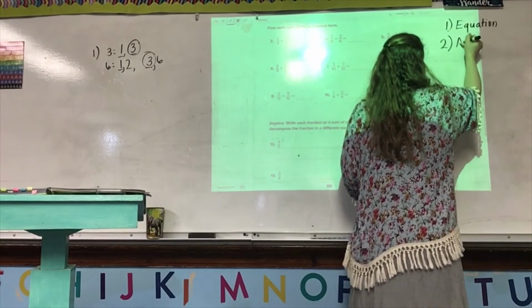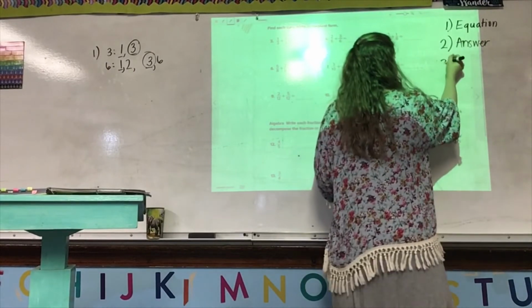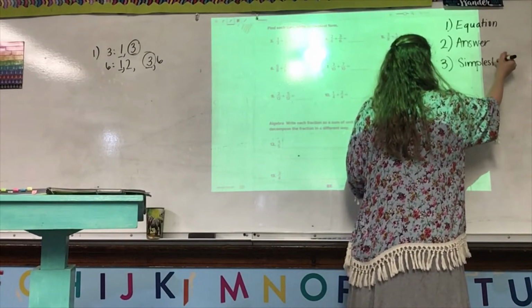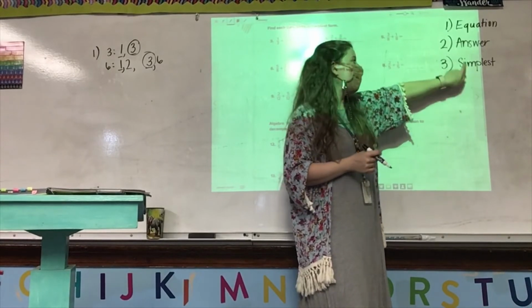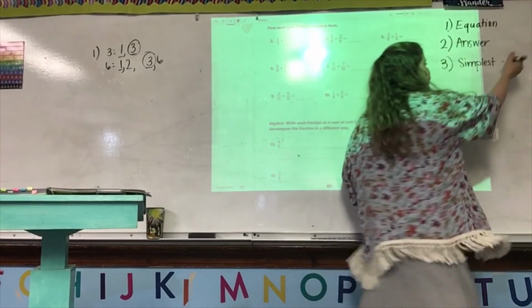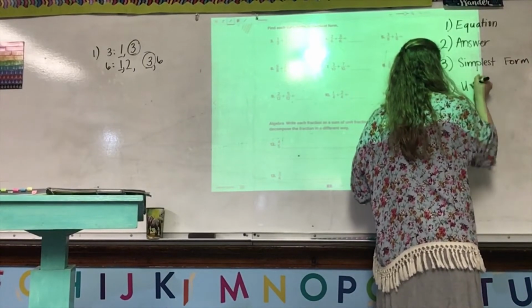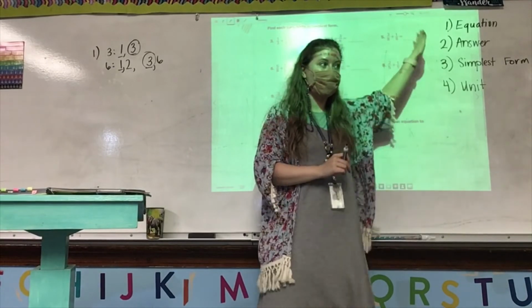2, the answer. 3, simplest form. If the answer is already in simplest form, obviously you're not going to write it again. And then you need the unit. Here's your checklist. There's no excuse to not have all of these things.